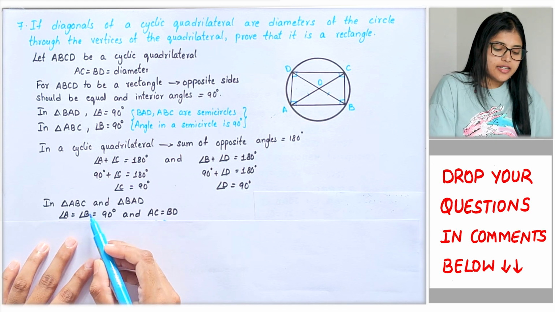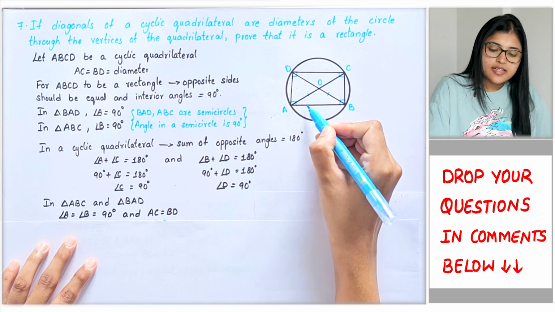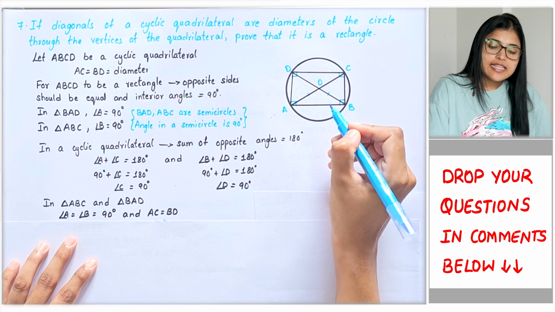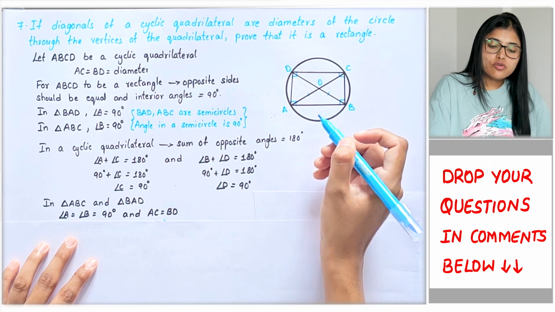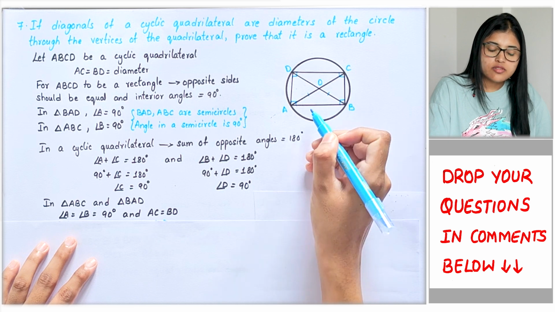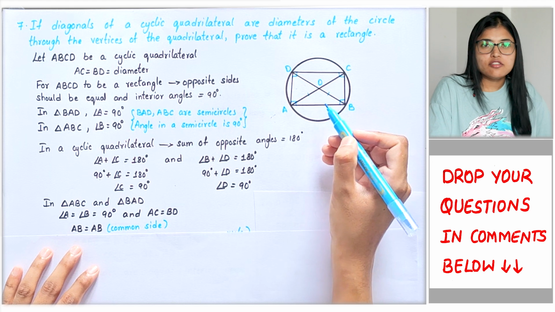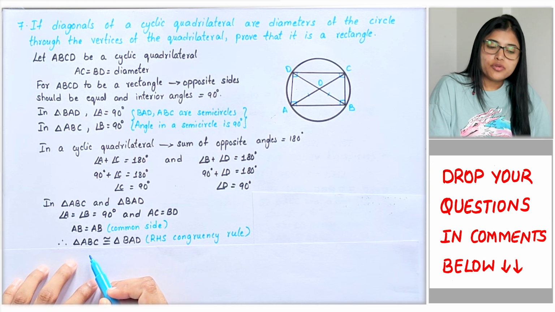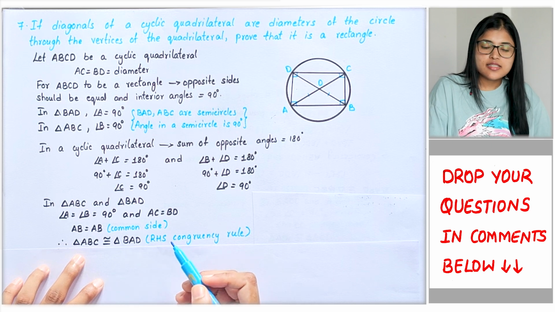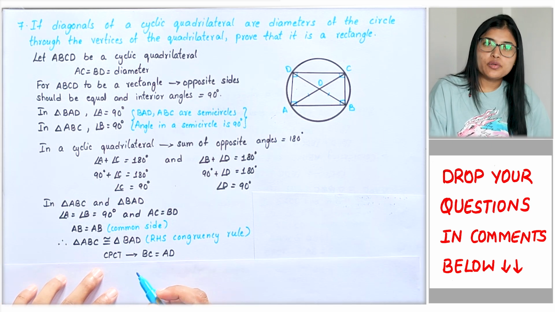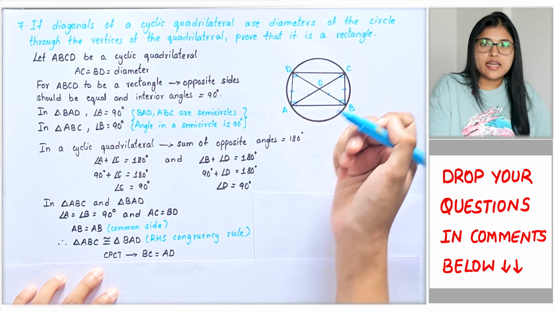Now let us consider triangles ABC and BAD. In this, I know that angle A equals angle B, which is 90 degrees, and I also know that AC is equal to BD, because both are the diameters of the circle. Now AB is the common side. So from RHS congruency rule, I can say that ABC and BAD are congruent triangles. From this, by CPCT, I can write that BC is equal to AD.